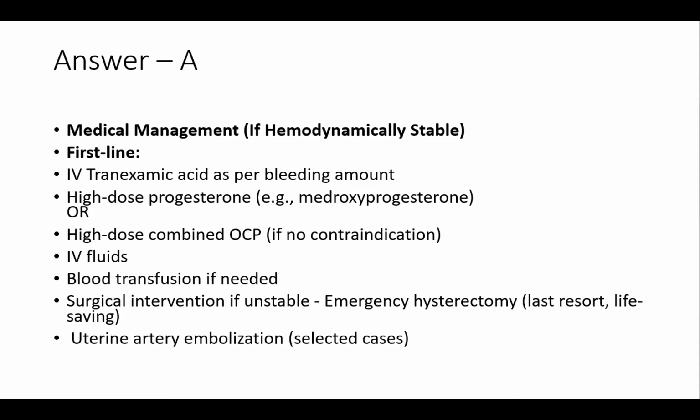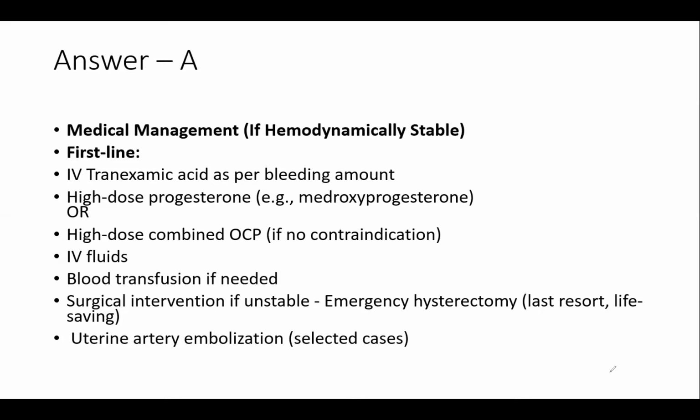Okay? If they mention hemoglobin less than 7, blood transfusion is required. Surgical intervention is required if the patient is hemodynamically unstable, tachycardic, or has HB less than 7. Emergency hysterectomy is a last resort to save the life of the patient. You can even think of uterine artery embolization.